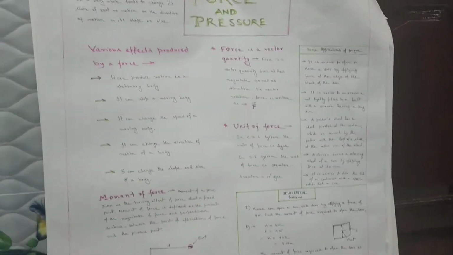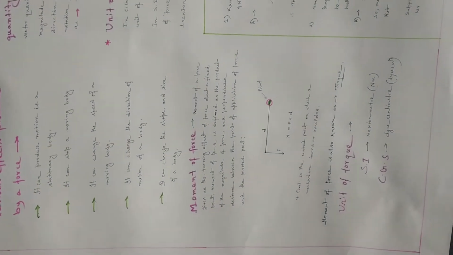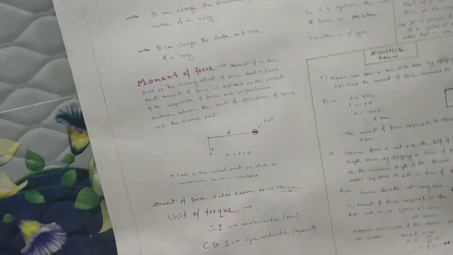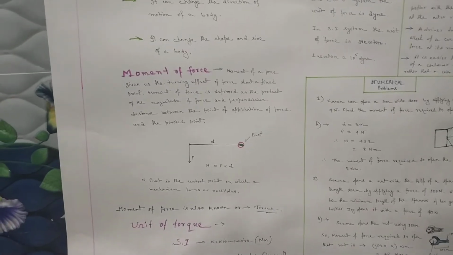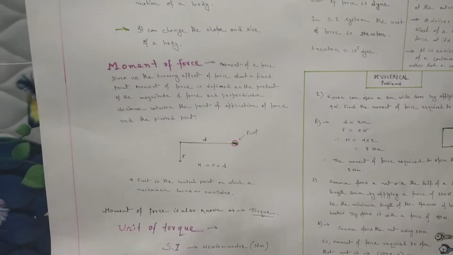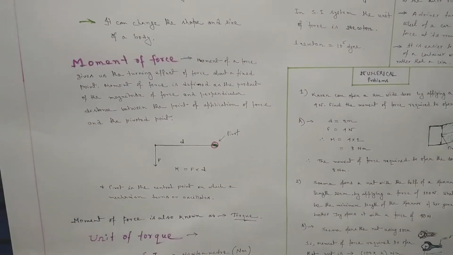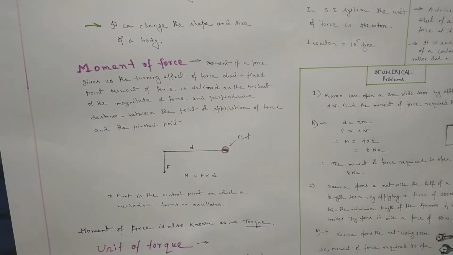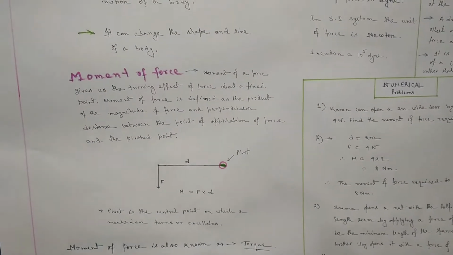Good morning, students. In my previous video I told you about the moment of force. Moment of force means if, in case of any object like a rod, one point is fixed and we apply force on the other point, then the force will create a turning effect. This kind of turning effect is known as moment of force.